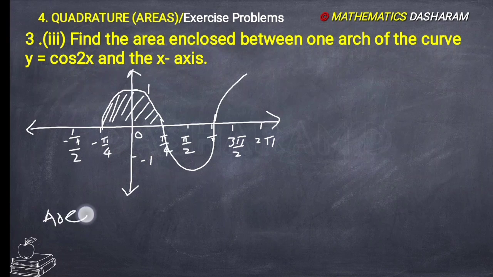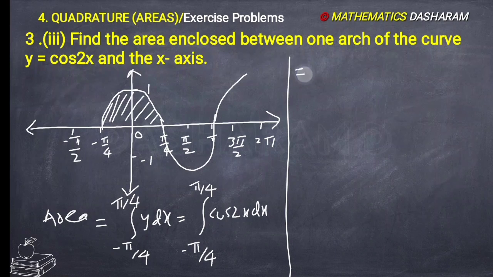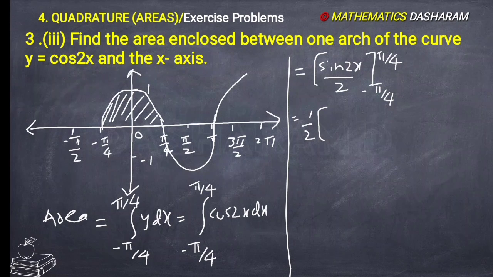Therefore the area equals integration from minus pi by 4 to plus pi by 4, y dx. It is equal to integration from minus pi by 4 to plus pi by 4, cos 2x dx. Next it is equal to, cos 2x integration is sin 2x by 2, from minus pi by 4 to plus pi by 4, and here 1 by 2 is a constant, so you write it aside.